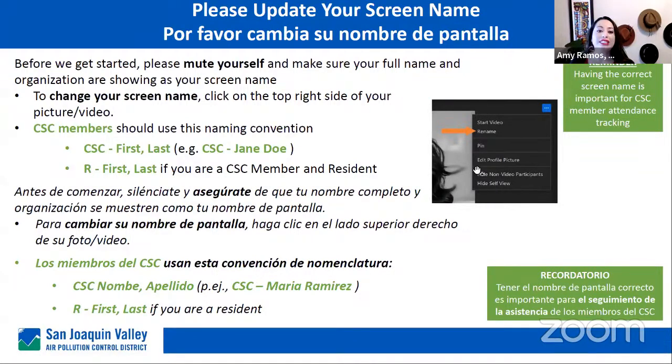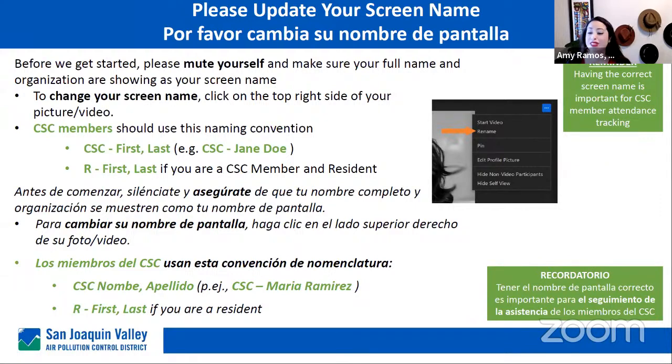One more logistics item to cover before we go into today's conversation. Please mute yourself and make sure your full name and organization are showing on your screen name. We do have a specific nomenclature that we'd like you to follow. If you are a CSC member, we'd like your first name followed by your last name. If you are a resident, you can put an R and then your first name and last name. We do want to make sure that we collect attendance.